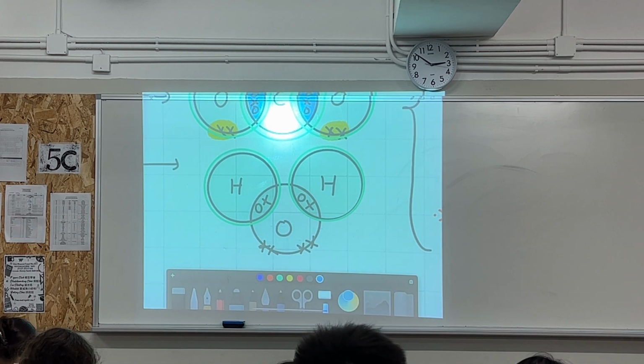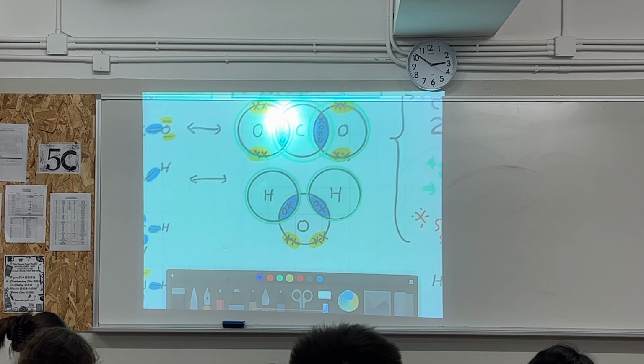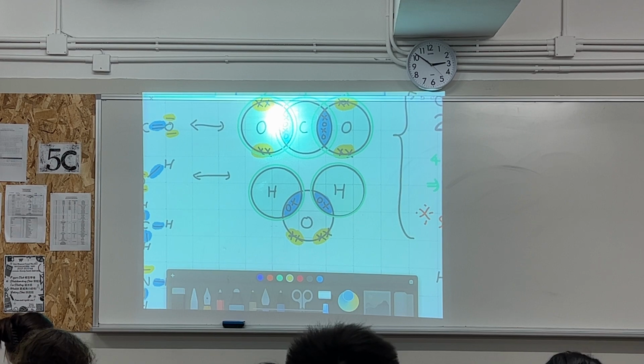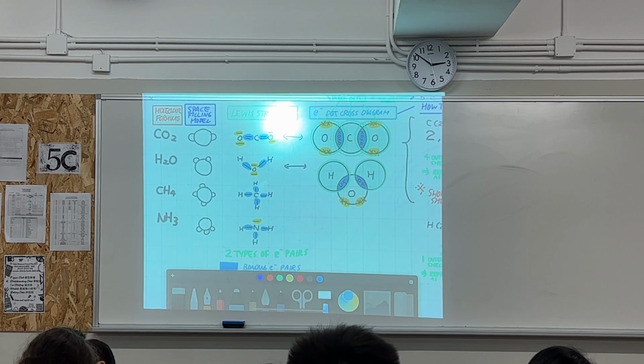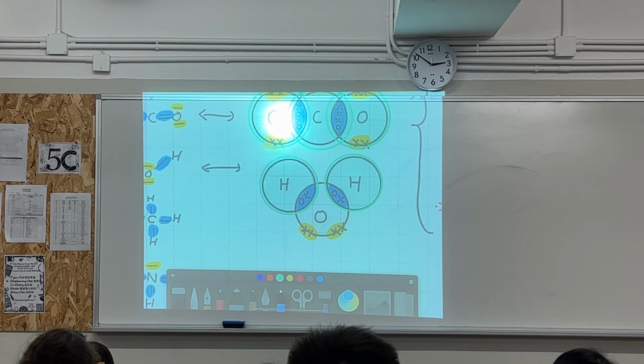2 bonding pairs and 2 non-bonding pairs. We describe electrons as pairs. We seldom see electrons single out, even though it's possible in chemistry, but it's a very rare event. We actually saw the unpaired electron before in the radical.